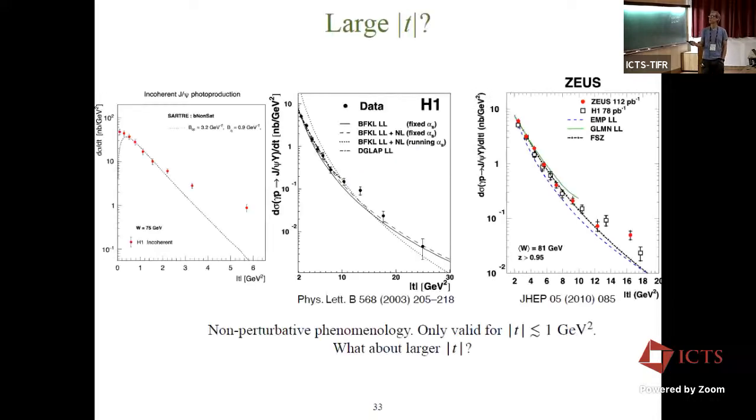So the next thing I want to talk about is large Mandelstam t variables. So the hotspot model, of course, is a non-perturbative phenomenology, so it's only valid for small t, really, smaller than 1 GeV squared or so. But we have data from HERA, which goes up to 30 GeV squared. It's from H1, and this is from ZEUS, and they have measured the exclusive diffractive t spectrum to very large t here. So that would be nice if we could incorporate that into our thickness function and describe this data as well.